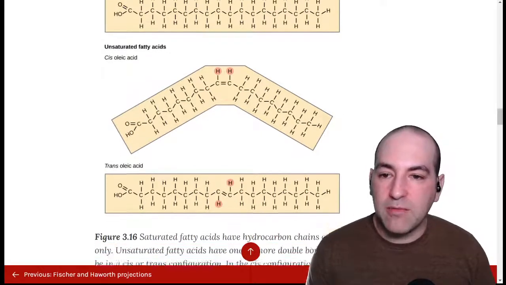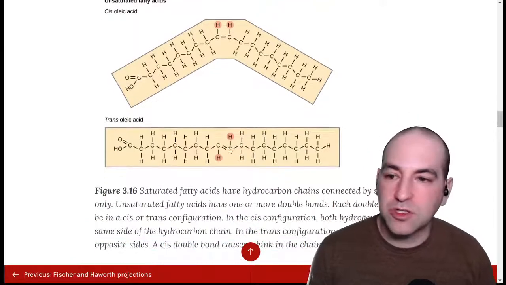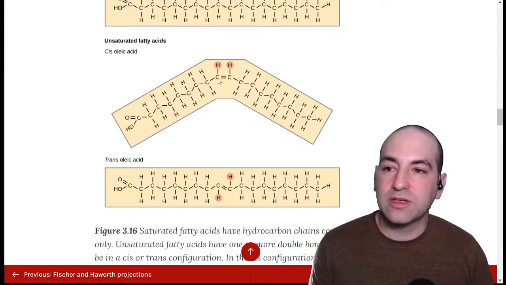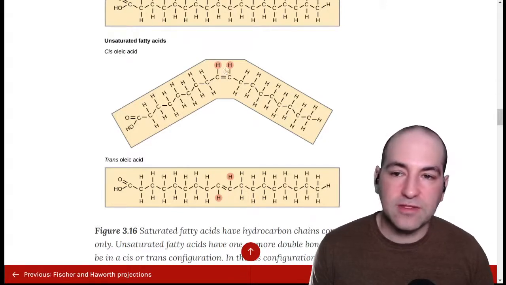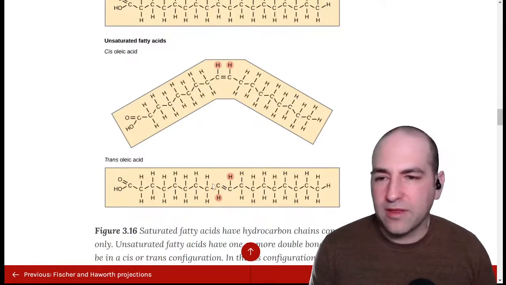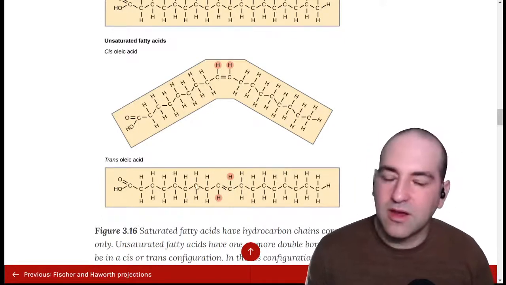There was also a time where it was popular to use these things called trans fatty acids. So the natural fatty acids like this are generally cis, which means that the H's are on the same side of the double bond. Trans, they're on opposite sides, although I would have drawn it a little bit differently there, but that's okay.